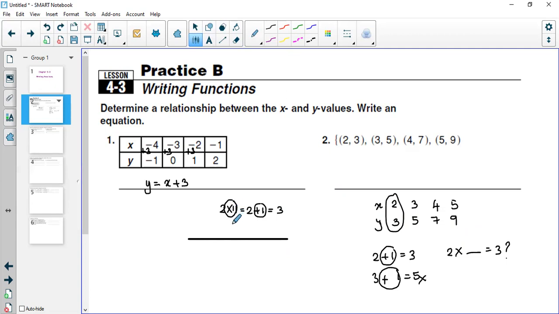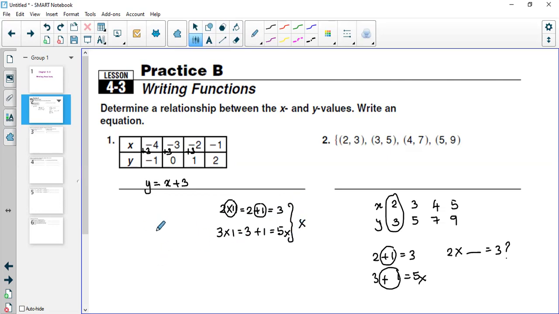Now this is just guesswork, because that's what works here. We need to keep guessing until we get the correct rule. So let's check for 3 and 5 whether this rule works. We are going to multiply the value of 3 by 1, so that would give you a 3, and then add 1. But that's not going to give us a 5. So this rule doesn't work either.